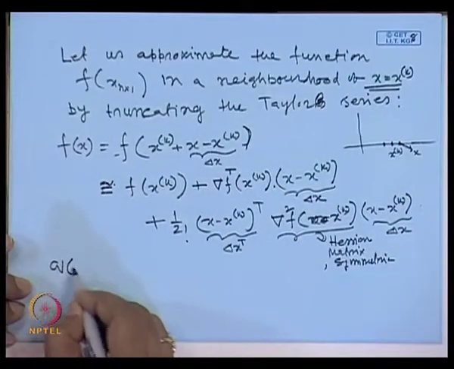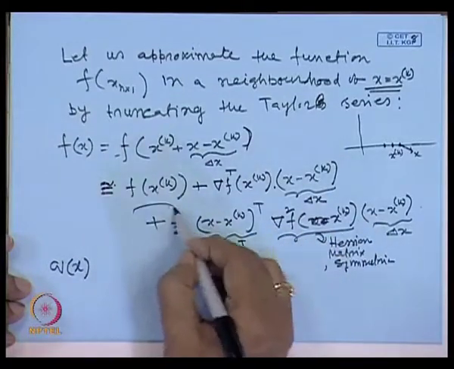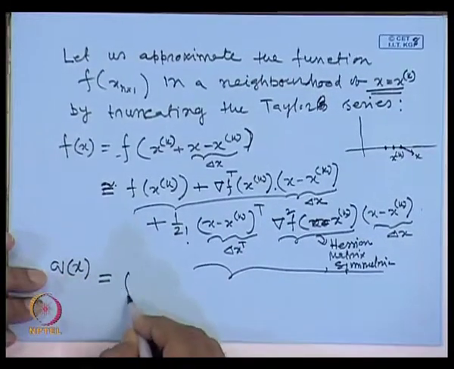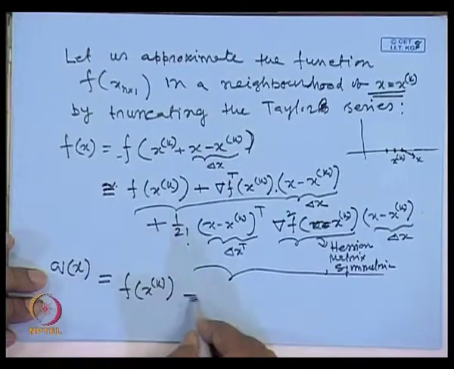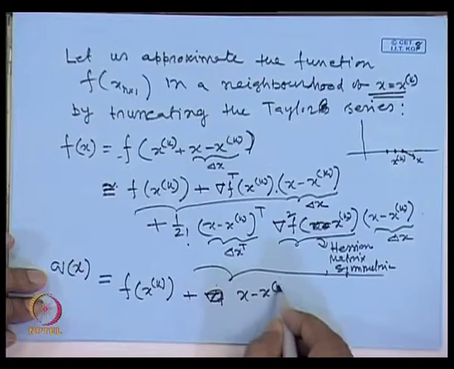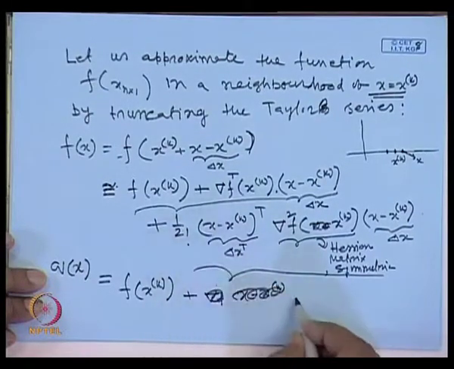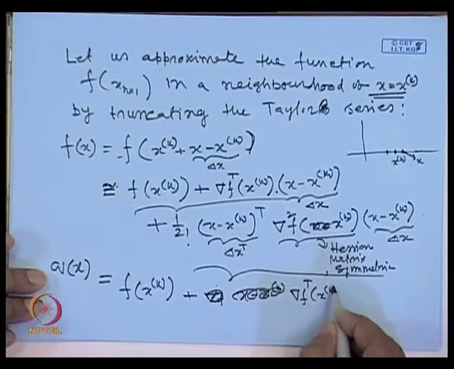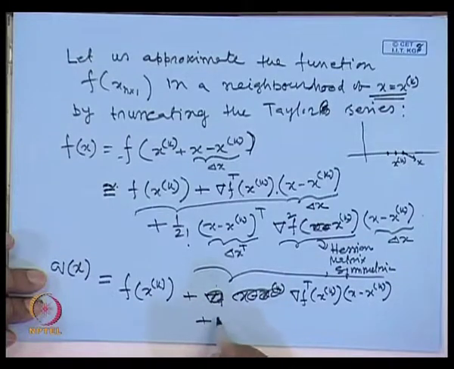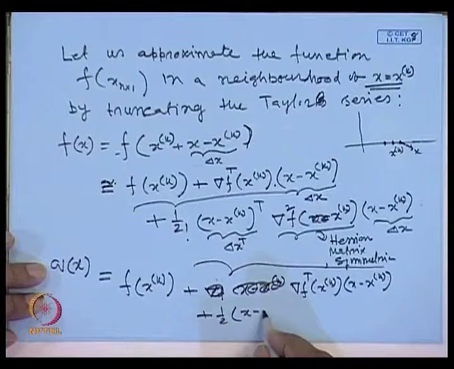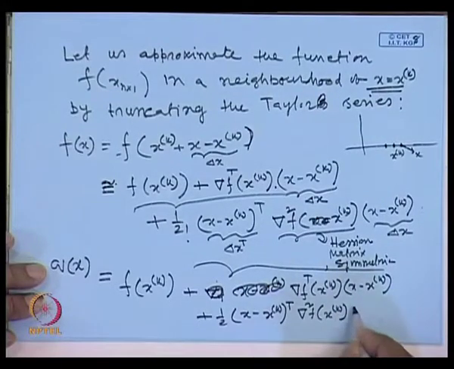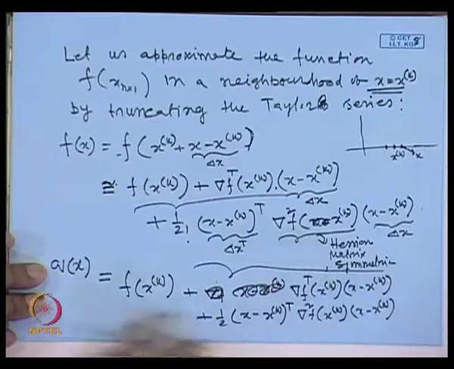So, this whole quantity I now denote by q of x, equal to f of x superscript k plus the gradient of f transpose at x superscript k into x minus x superscript k, plus half of x minus x superscript k whole transpose, the Hessian, the square of del f at x superscript k, into x minus x superscript k. So, this is a quadratic function.